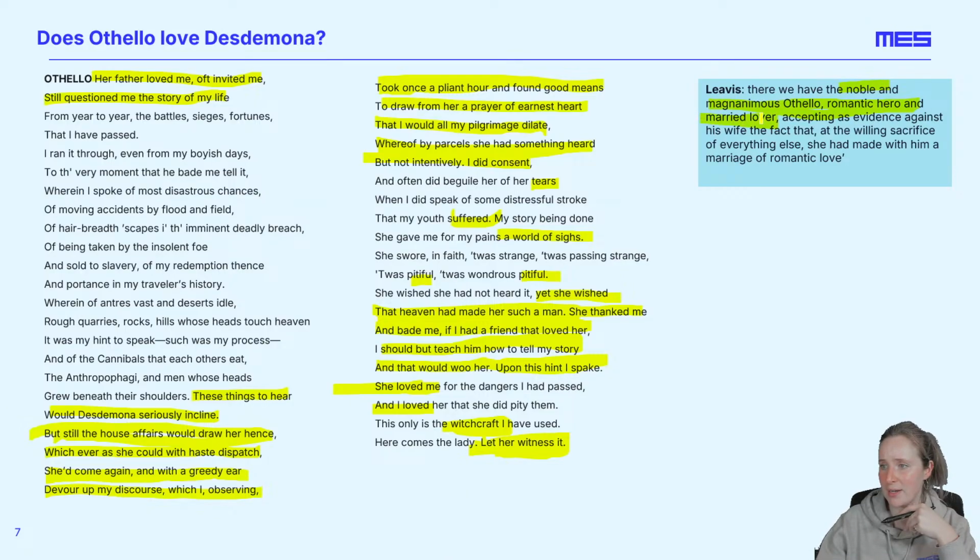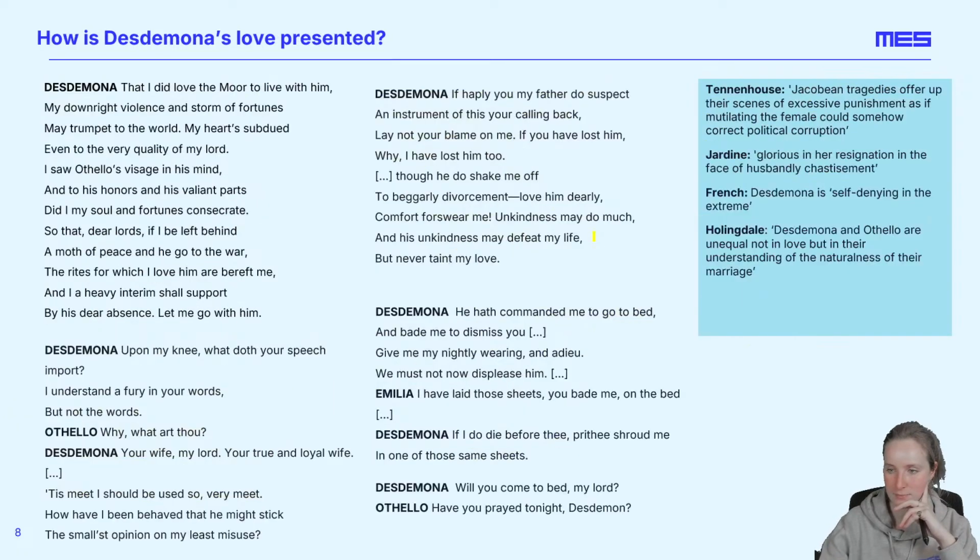In this scene, we have this guy, right? Romantic hero, married lover. But we also have the fact that his wife has decided to marry him for love. Not for power, not for reputation, not for duty, but for love. So in the beginning, we are convinced that this is a romantic love. Let's take a look at Desdemona and how she says it when he says, let the lady witness it.